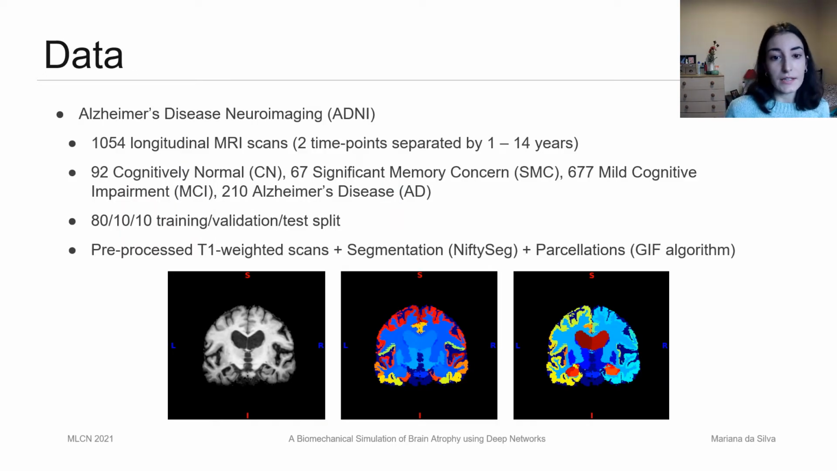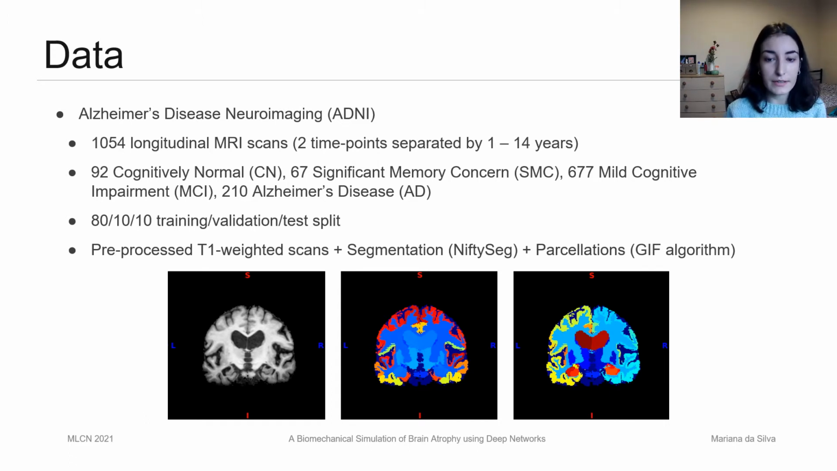The data in this study were obtained from the Alzheimer's Disease Neuroimaging Initiative database. For each subject, we used two different T1-weighted scans, separated by at least 1 year. The dataset includes 4 classes: subjects diagnosed with Alzheimer's disease, subjects with mild cognitive impairments, subjects with significant memory loss, and finally, cognitively normal subjects.